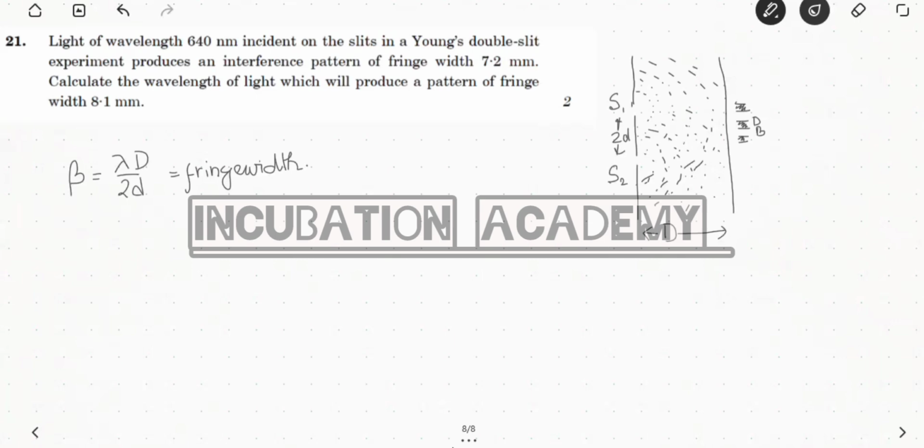I think it is understandable from this order that the light's wave property is visible under these particular conditions. So in the first case, the wavelength used, lambda 1, is 640 nanometer, and the fringe width obtained is 7.2 millimeter. If I write down the equation, beta 1 is equal to lambda 1 multiplied by capital D divided by 2d. Lambda 1 is equal to 640, multiplied by capital D divided by 2d. So this is equation 1.